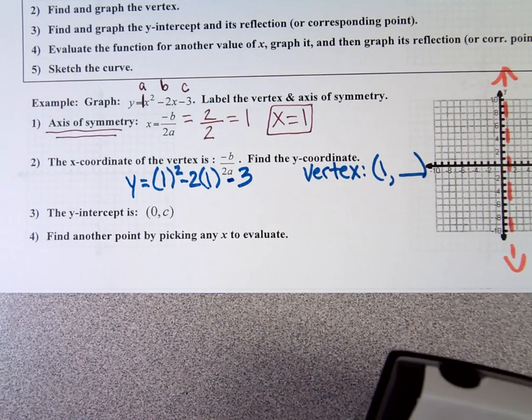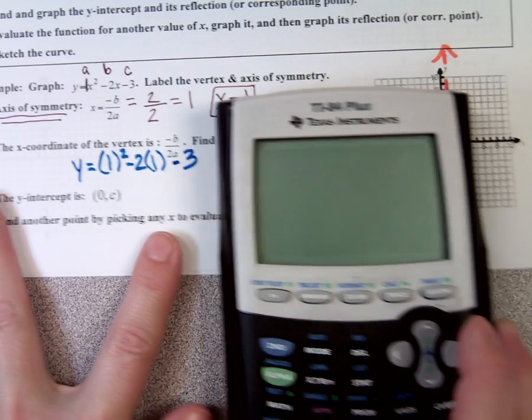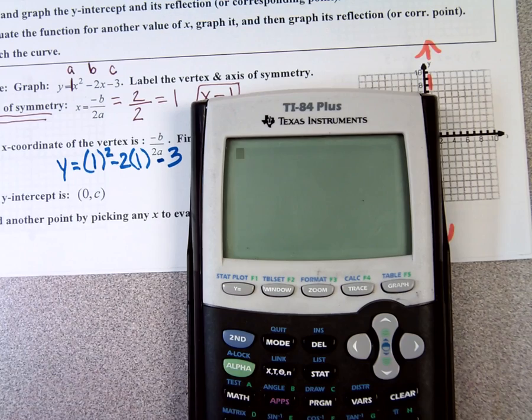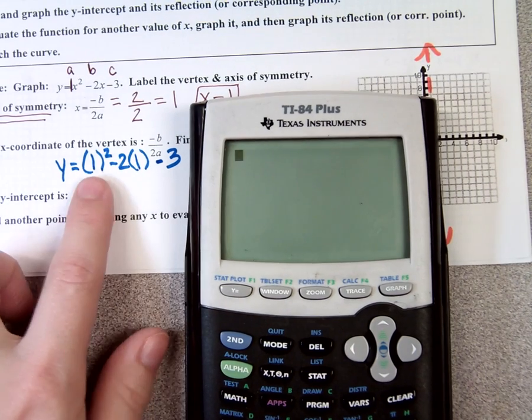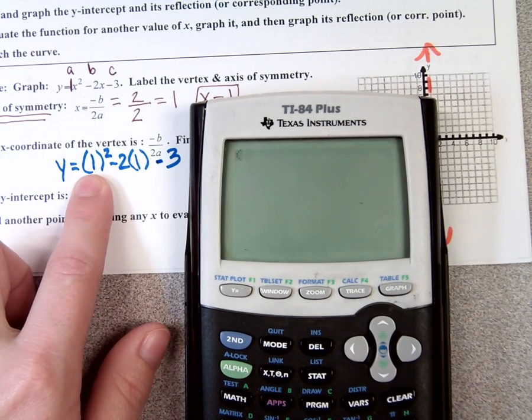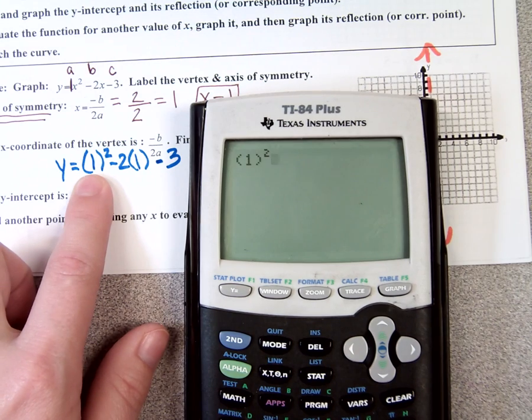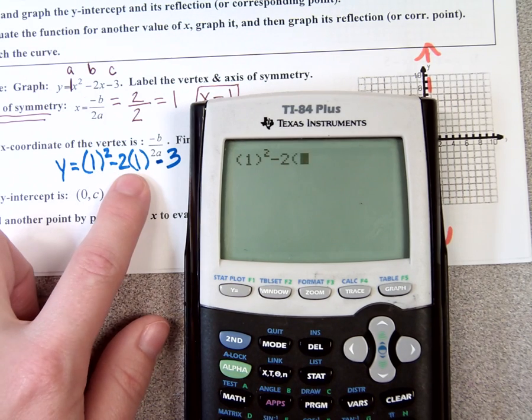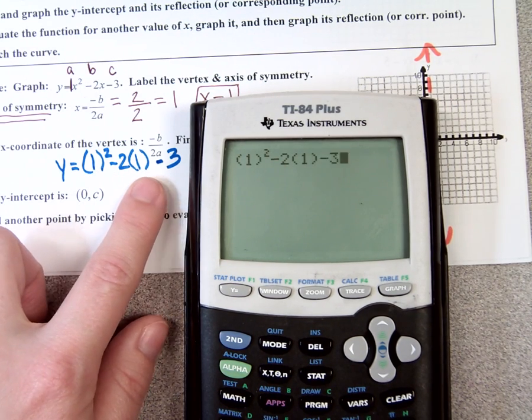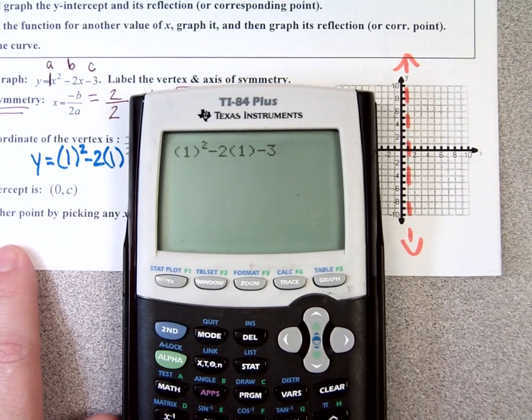Okay, I'm going to suggest the calculator just because it will make things go a lot faster, but I could show you how we could do it without as well. So I'm going to put the parentheses, the 1, the squared, the minus 2, parentheses 1, and minus 3. And those are minus symbols, not negative symbols.